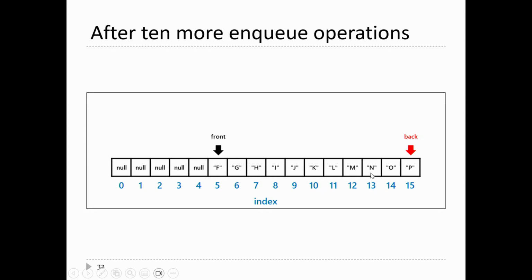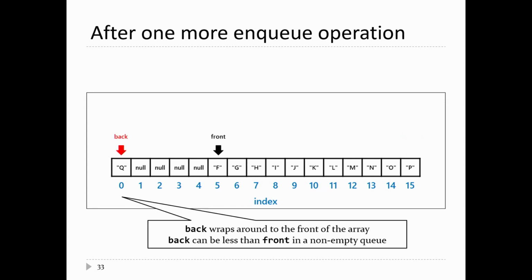So what happens if you enqueue another element? Well, there's still 5 more places that I can use in this array. So our array is not full, and we can still enqueue more elements. When we enqueue another element in this situation, back wraps around to the front of the queue.